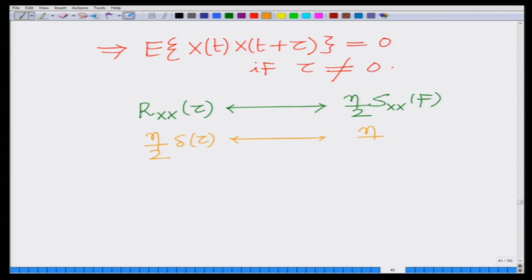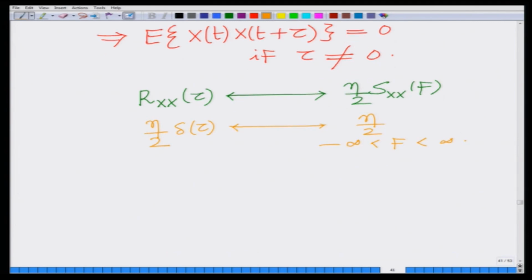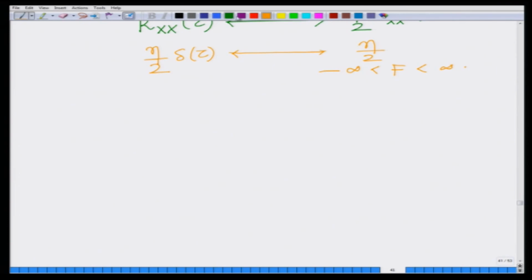is simply eta by 2, for all frequencies, minus infinity less than f less than infinity. And we had derived this as follows: for a simple impulse, the power spectral density is uniform over the entire frequency band. Therefore, for eta by 2 times delta tau, the power spectral density is simply eta by 2 over the entire frequency band.